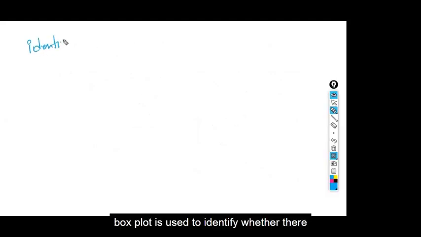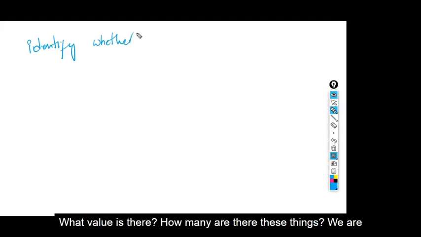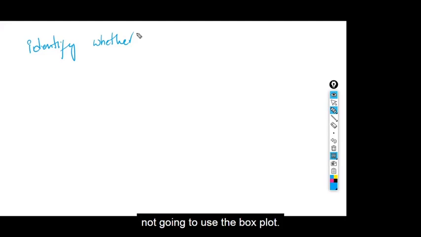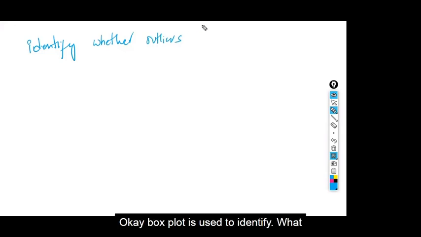Box plot is used to identify whether there are outliers or not. That's it. Yes or no. What value is there, how many are there, these things we are not going to use the box plot for. Only whether outliers are present or not. That is what the box plot is used to identify.